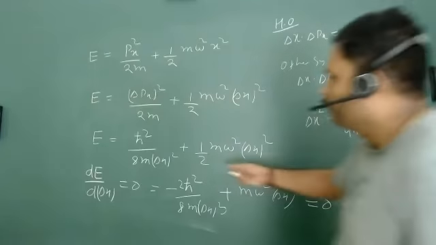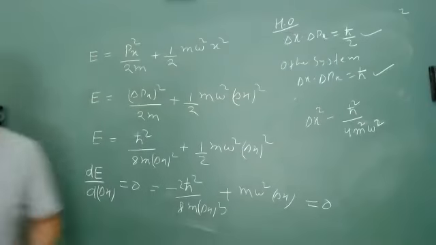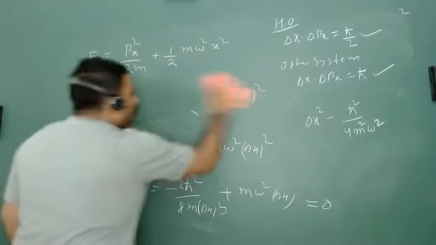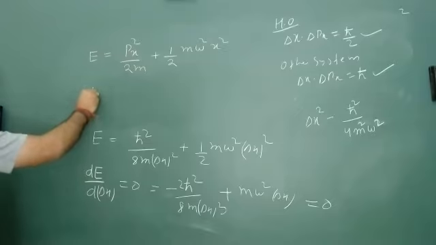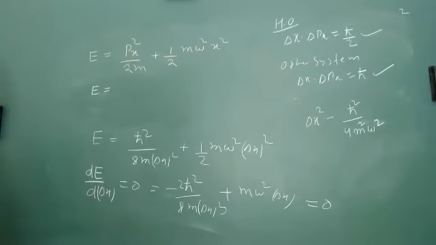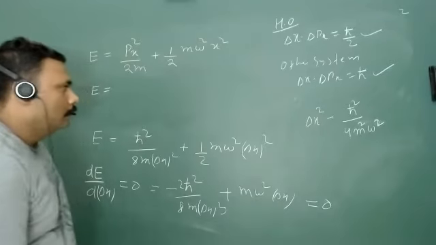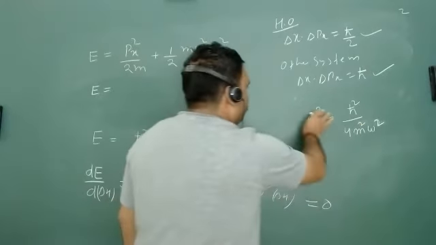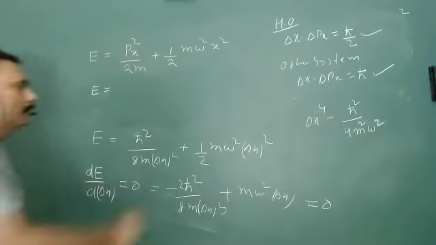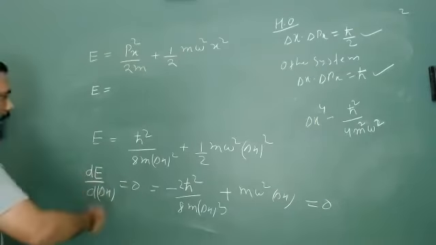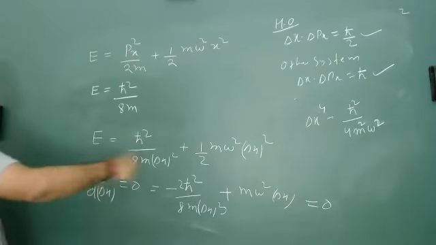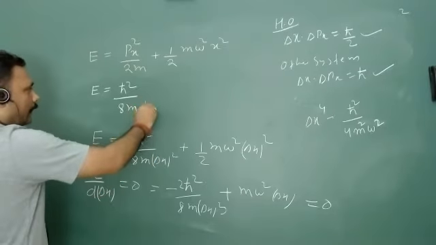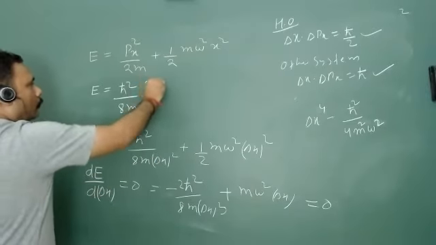So now we can put the value of E here. When we put the value of E here, then we get the value of delta x to the power 4. Yes, this is for delta x to the power 4. So we will put the value of delta x square here. So this will be h cut square upon 8m, and this will be h cut upon 2m omega.